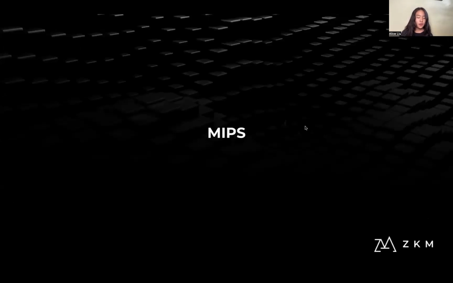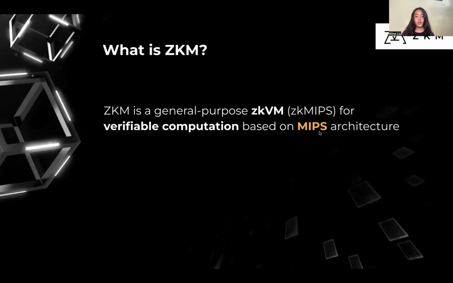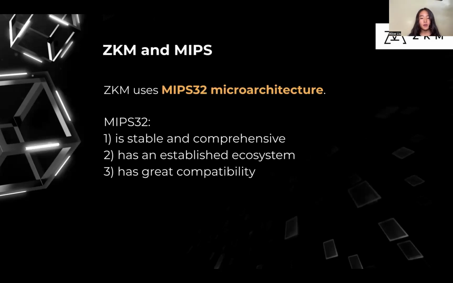Going into the next part, let's look into MIPS and why we're using this specific instruction set architecture. So ZKM uses the MIPS 32 microarchitecture, and all programs, no matter their language, will be compiled to MIPS machine code so that it's understandable to the VM.